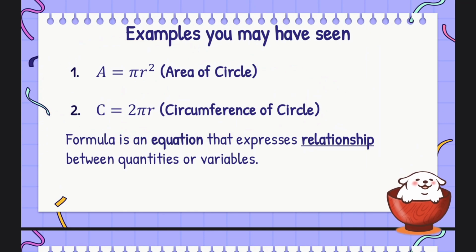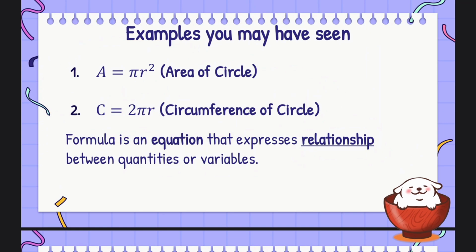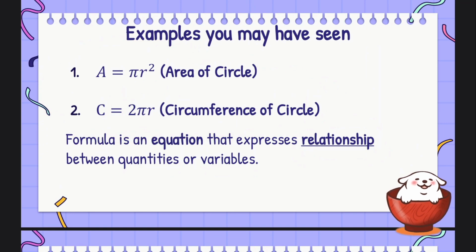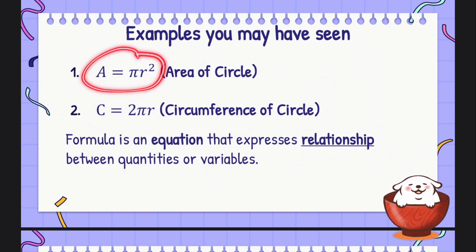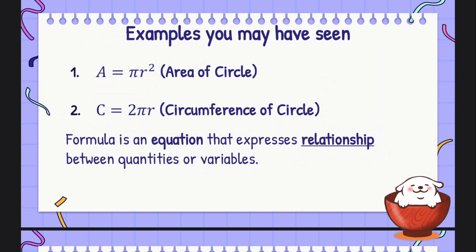A formula is basically an equation, where we have the equal sign that expresses a relationship between quantities or variables. In this case, quantity is what we know as our constants, and we have variables, which are your algebraic letters. On the left side we have area and circumference respectively, and this equation represents how area is related to the radius of the circle. Whereas pi and 2 pi are just your constants, which are just numbers. Is that clear so far?